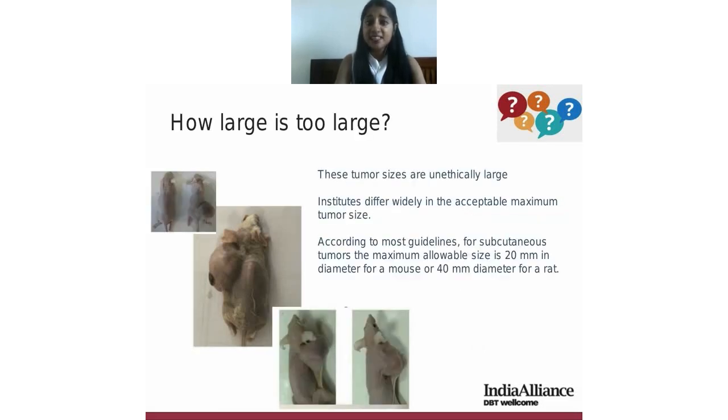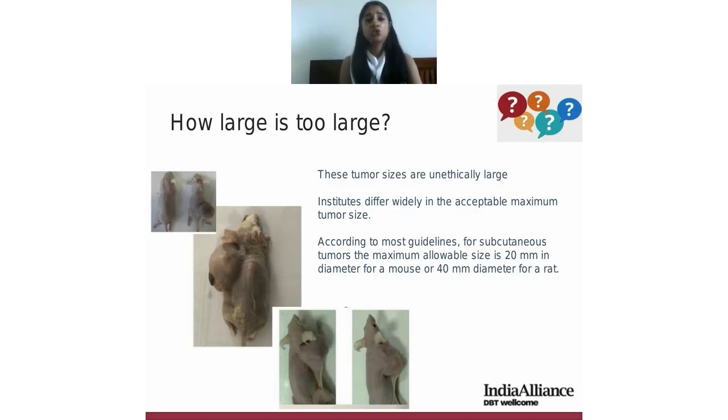These sizes, no, hairless is not a problem. There are hairless mice also, but the tumor is very, very high. Correct, yes, the tumor burden is too high. So there are guidelines for acceptable maximum tumor size. So according to most guidelines, for mice, it is 20 millimeters diameter and 40 millimeters for a rat.